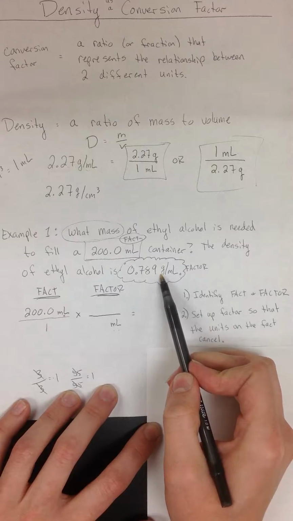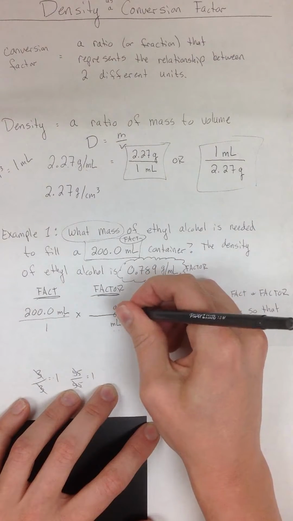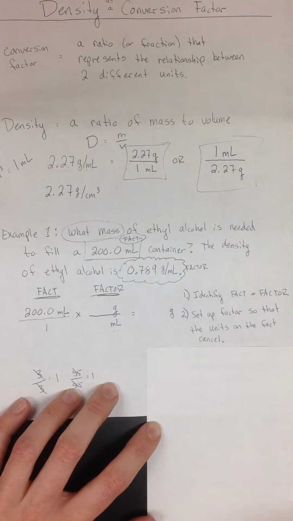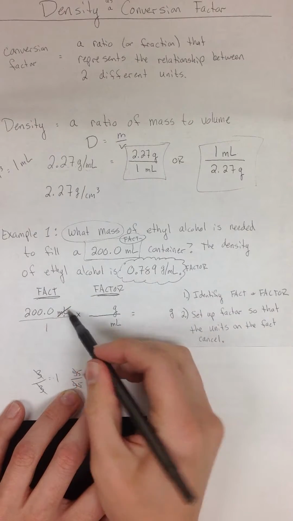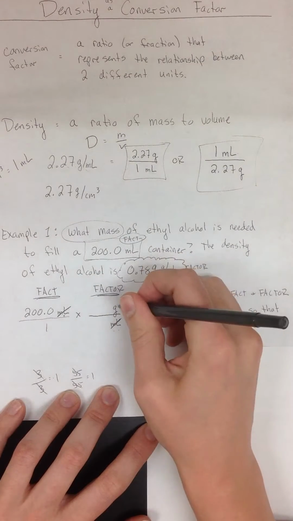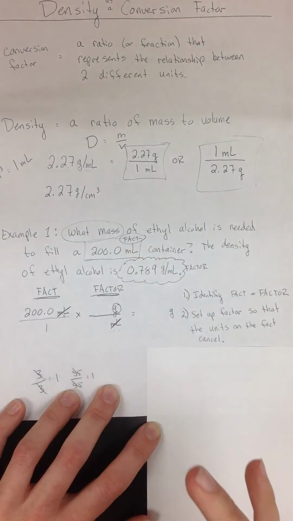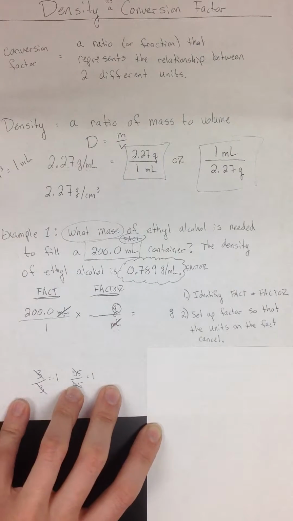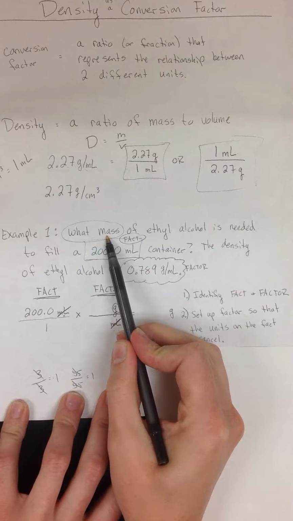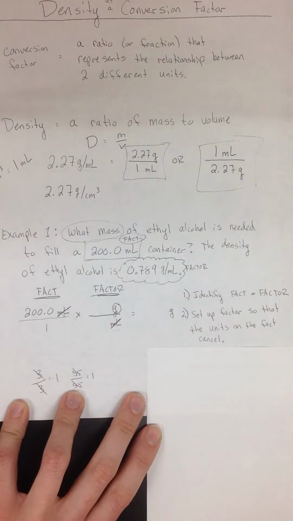Now, my factor is density, so I've got my milliliters. The other unit of my factor is my grams, so I'm going to put those on top. Just to double check, I've got milliliters on the top that would cancel with milliliters on the bottom, and I would be left with grams. My grams won't cancel with anything. That's good because I'm trying to find mass, and mass is measured in grams.